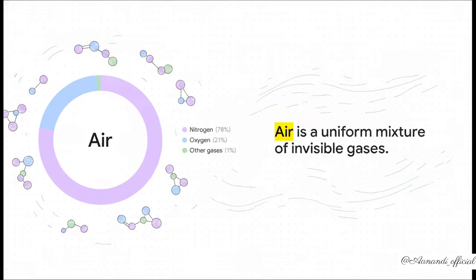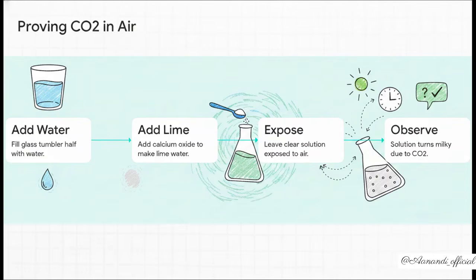But mixtures aren't always that obvious. What's really interesting is something we interact with constantly but never actually see, the air we breathe. Air is a uniform mixture. It's seamlessly blended with about 78% nitrogen, 21% oxygen, and little trace amounts of argon, carbon dioxide, and water vapor. It is mixed so perfectly and so evenly that we simply cannot see the individual parts. So, how do we actually know those invisible components are there? Well, we can prove it with a really simple test.